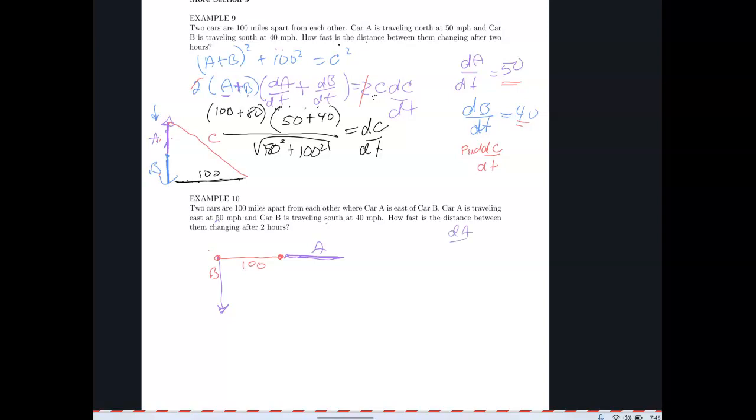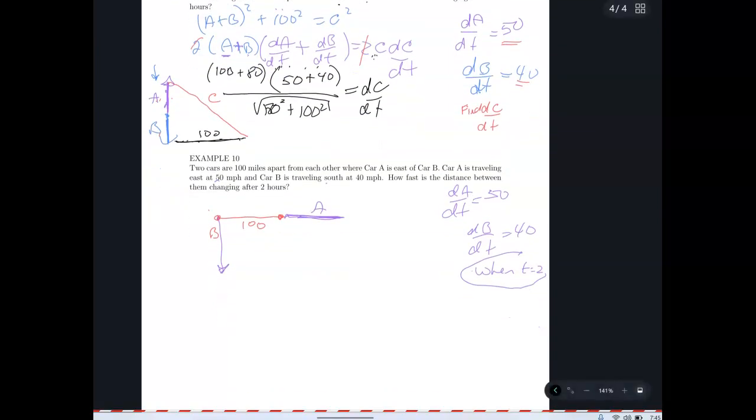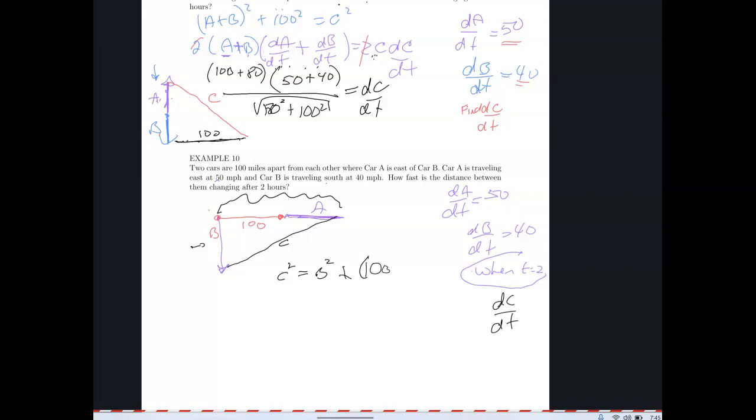All right, so then dA over dt is 50. dB over dt is 40. The when is t equal to, save that for later. And I want to find, again, how fast the distance between them is changing. So I want to find dc over dt. Okay, so let's make our equation. So I have c squared is equal to, and I'll have this side here will be b squared plus, and then this side here is 100 plus a quantity squared.